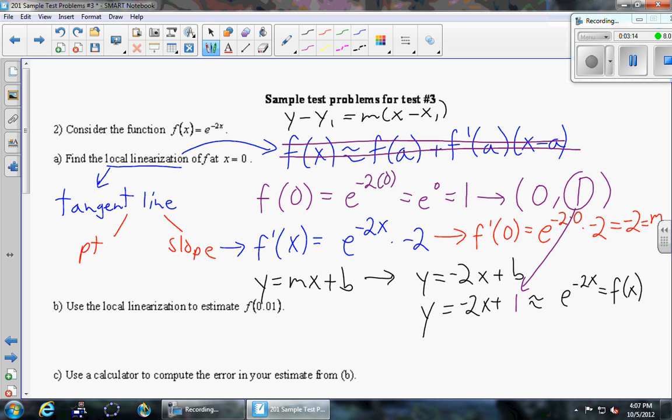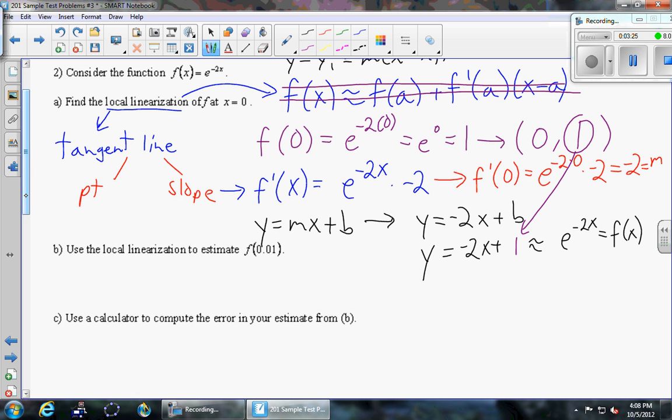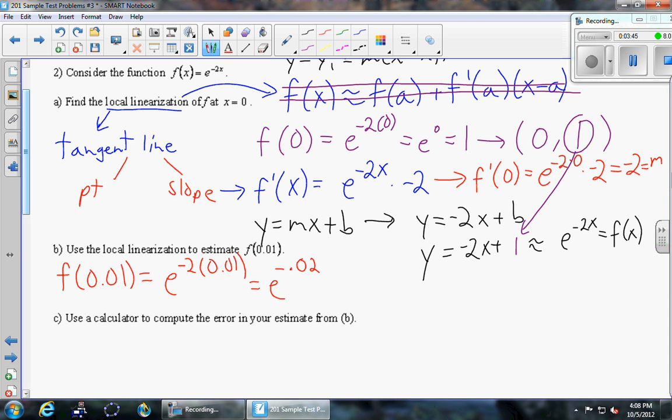Part B, use the local linearization to estimate f of 0.01. So I guess the question is asking us to plug 0.01 into the function. So f of 0.01, according to the definition at the top, is e to the negative 2 times 0.01, e to the negative 0.02. I have no idea what that's approximately equal to, but we can use our local linearization to estimate. So let's try that now.